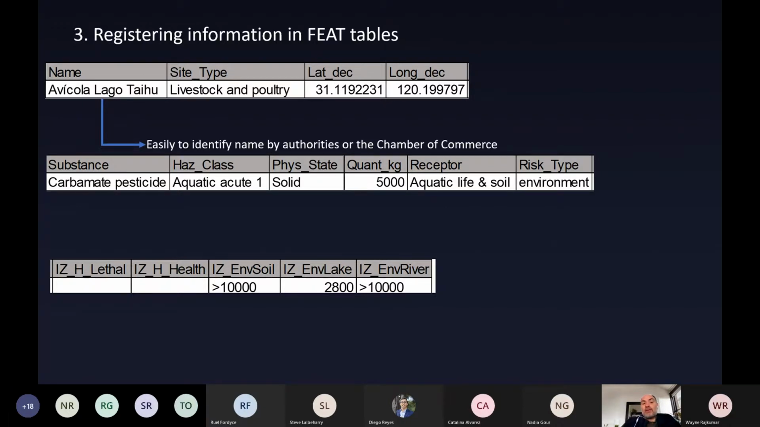Second, we have the site type that we found from the FEAT table. So we take this livestock and poultry operation type into this cell. It's taken from the hazardous operation tables.